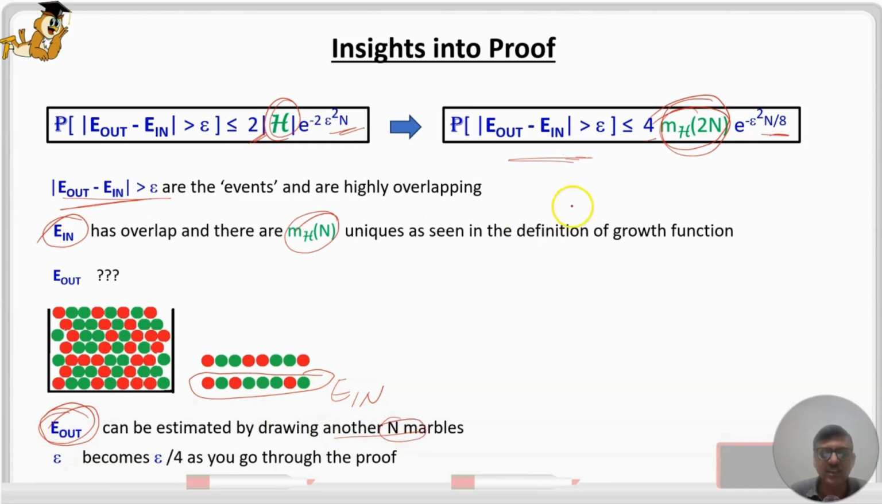That is broadly the reason why you get mh of 2n over here, and epsilon gets tightened to epsilon over 4 as you go through the proof. Like I said, I'm not trying to prove this result here. I'm trying to give you a broad sense of why the cardinality of h gets replaced by the growth function whose argument is 2n instead of n. So this is broadly the reason why you end up with this VC bound.